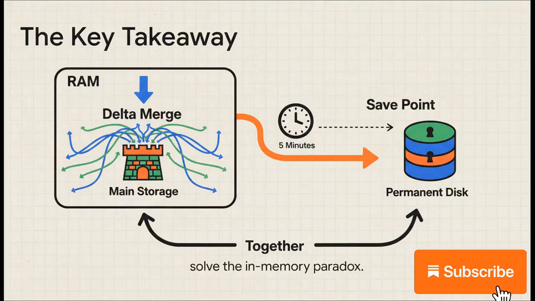So, let's put it all together. It's this really elegant two-part solution. Inside the RAM, you have the delta merge acting as the super efficient organizer. And then you have the save point acting as the insurance policy, writing all that organized data to a permanent disk. Together, these two processes completely solve that in-memory paradox, giving you both incredible speed and total data safety.